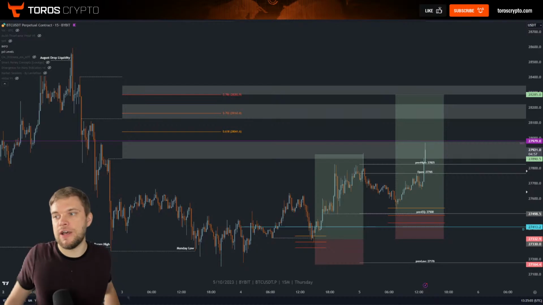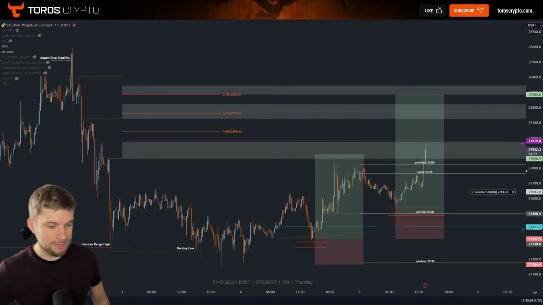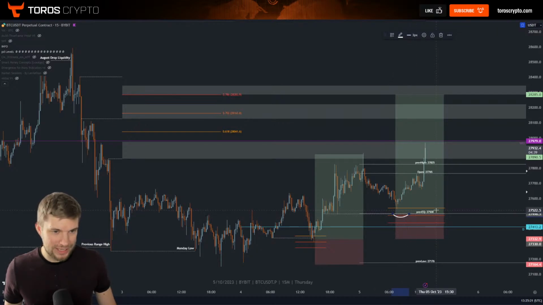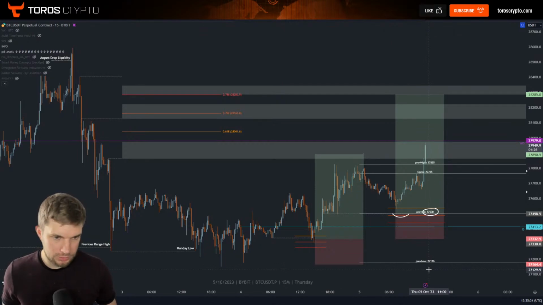So we are getting this move up, which I have to be honest is slightly frustrating, because despite the fact that I had planned for this move up, I did get front run. I was looking for it to come down here, below 27,500, and then I wanted to see it go pumpy, pumpy, pumpy up to weekly open. Which is annoying, but hey ho.